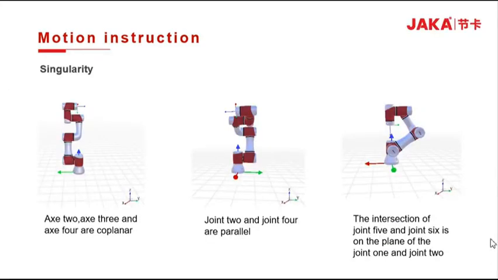The JAKA robot has three singular points and positions. The first one is the shoulder joint singular point. The intersection of the 5 and 6 axes of the joint lies in the plane formed by the 1 and 2 axes. The second is the singular point of the elbow. The 2, 3 and 4 joints of the robot are coplanar, that is, the robot big arm and forearm are almost collinear. The third singularity position is when the joints are parallel to the 4 or 6 joint.